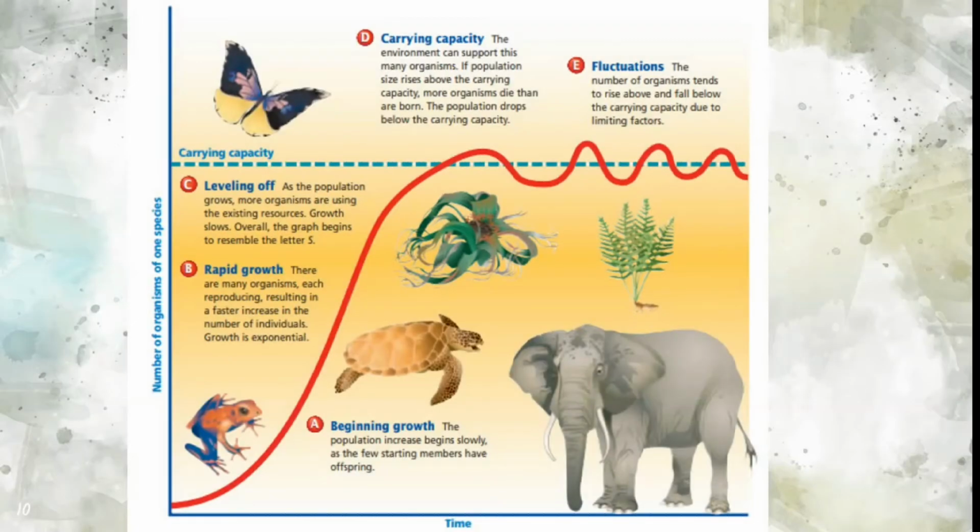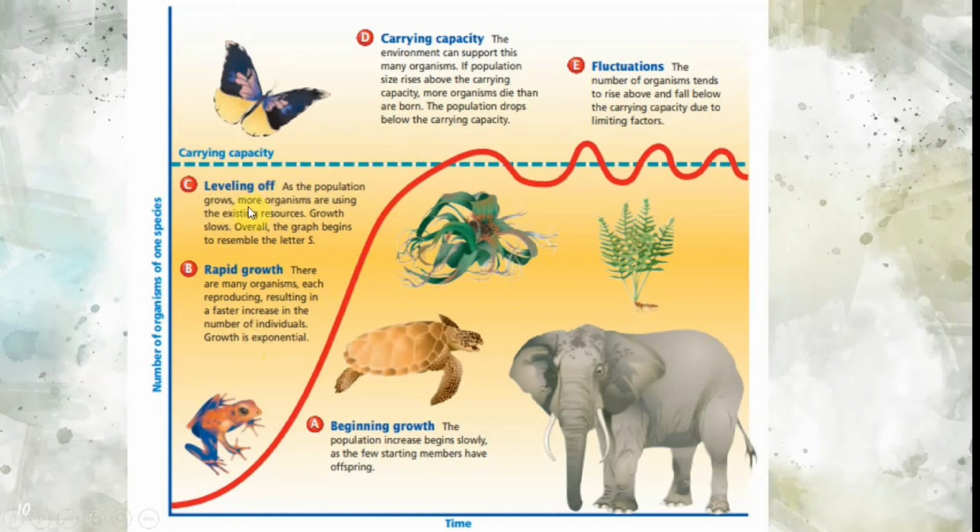This figure shows the population growth line that moves above and below the carrying capacity. So, the dotted line that you see here is the carrying capacity that the environment has for all these organisms. And the red line represents how the population is growing. At the beginning, the population increases slowly because few members are starting to have offspring. Then we're going to experience rapid growth. There are more organisms and each one reproduces. And then it will experience a leveling off.